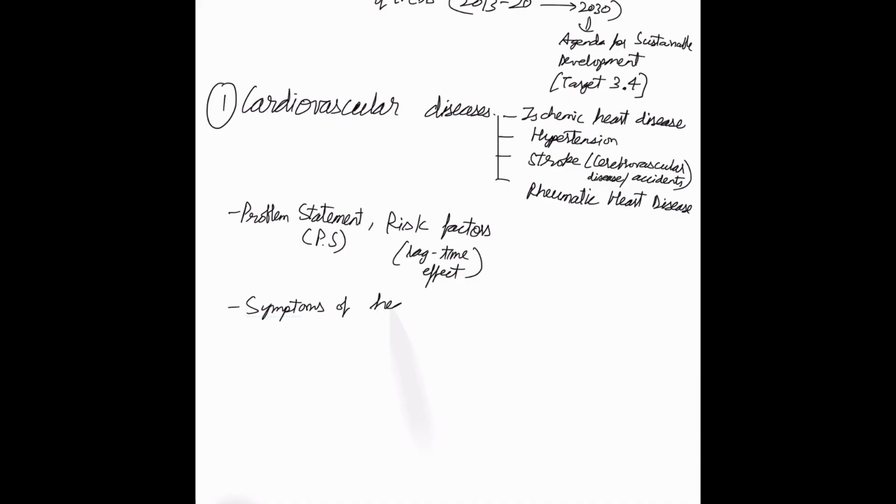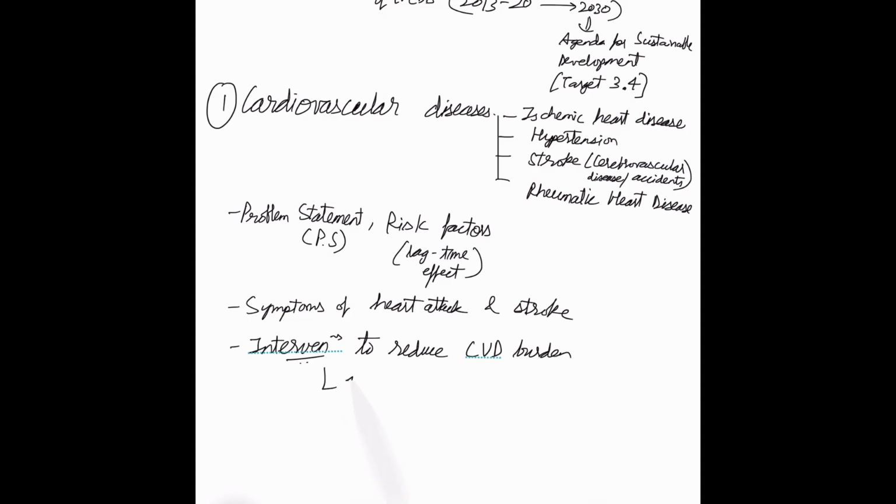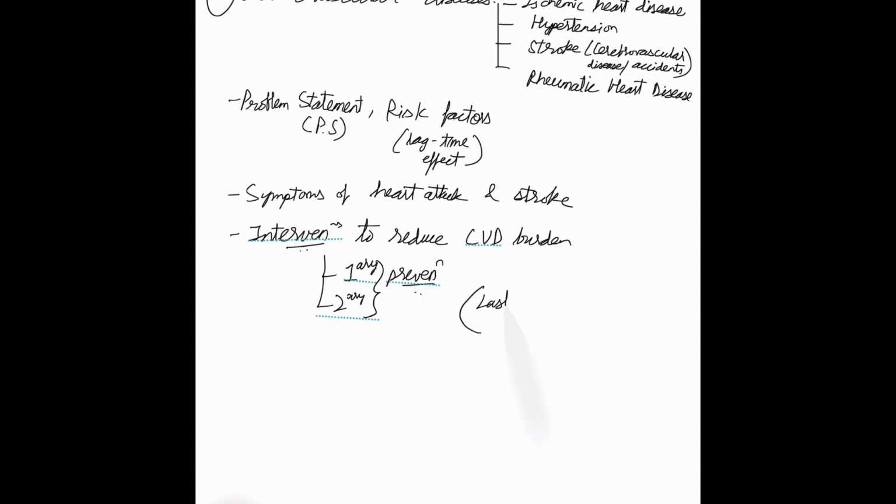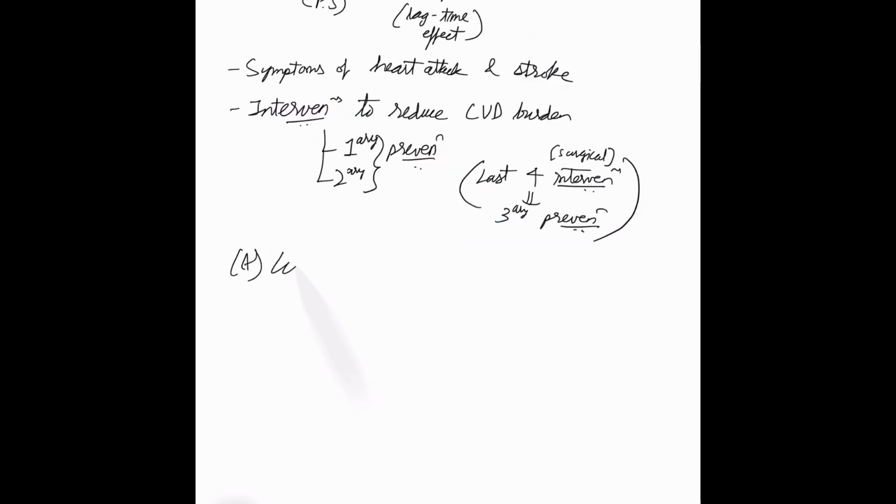And then the symptoms of heart attack and stroke, and then various interventions to reduce the burden of cardiovascular disease like primary prevention and secondary prevention. The last four surgical interventions that are listed in the textbook count as tertiary prevention.